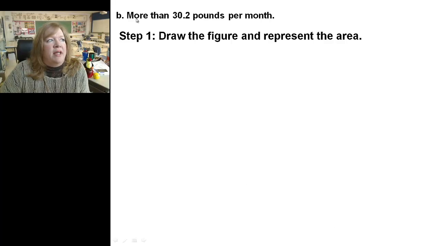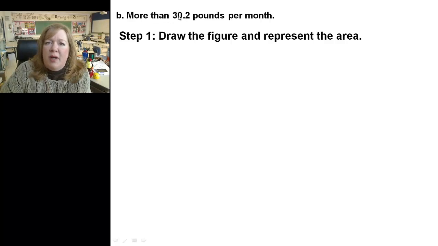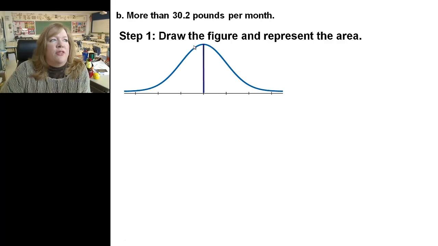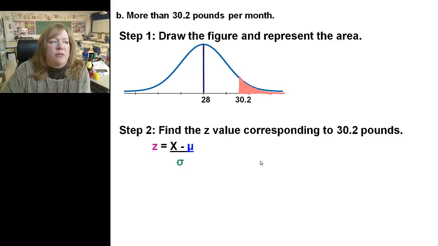Then they ask you to find the probability that they generate more than 30.2 pounds per month. So draw the figure. 30.2 is to the right of the mean, so you're finding a tail. It's just like you did before when finding probabilities with z-scores. You just have one extra step, and that is converting this data value to a z-score. So we're going to do z equals, plug and chug into the formula. You'll get 1.1 equals z.